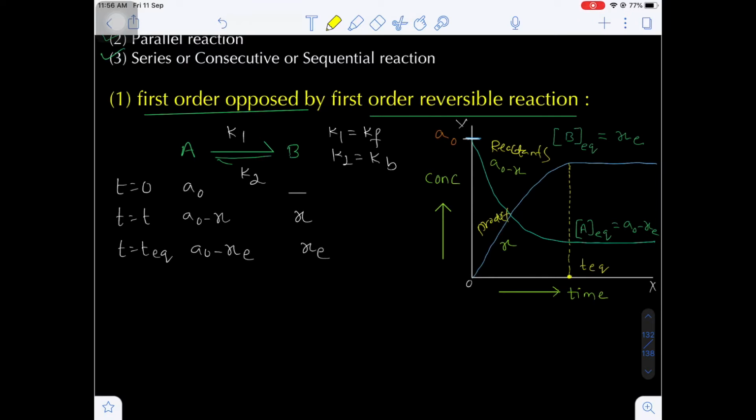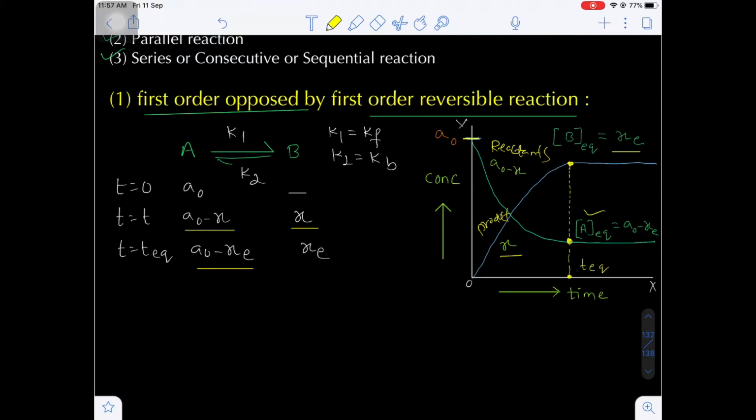Initially only reactant is present, that's why the concentration will be A0. As the time starts, the concentration of reactant slowly decreases. At a time interval T, the concentration of reactant A is A0 minus X, and the concentration of product B will be X. When the system attains equilibrium, we know that the concentrations become constant. At equilibrium, the concentration of reactant A is A0 minus Xe, and the concentration of B at equilibrium will be Xe.